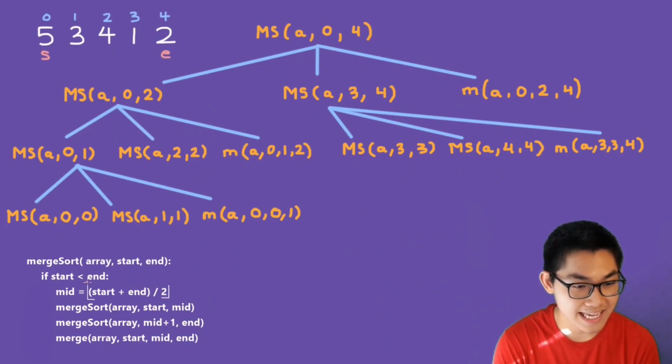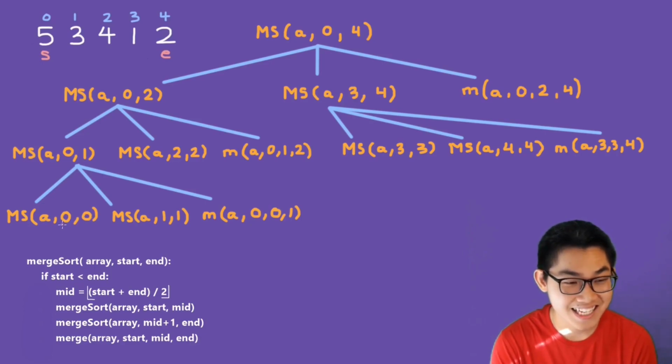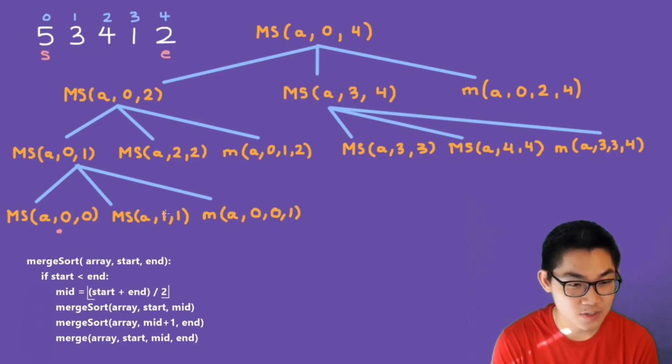Now the start is less than the n, so is 0 less than 0? No, it's not. So this is done. Then is 1 less than 1? No, it's not. And then this is the merge. We're going to talk about this later. So this is assuming it's done. So this one is done.